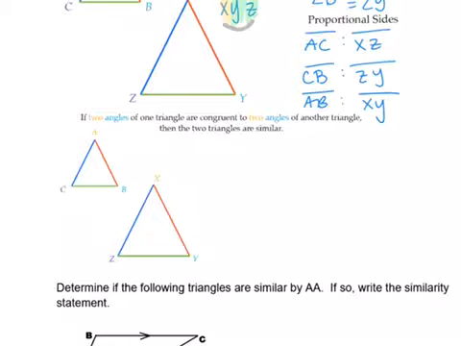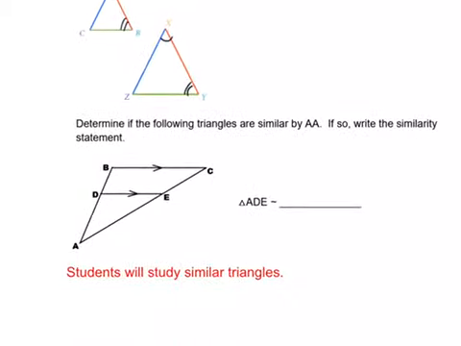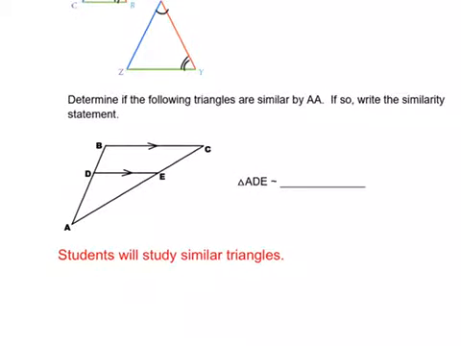So, triangle angle similarities. If 2 angles of one triangle are congruent to 2 of the other, then the 2 triangles are similar. So, if we know A and X and B and Y are congruent, then these 2 triangles are similar. So, they ask me to determine if the following triangles are similar by angle, angle. If so, write the similarity statement. So, we have 2 sets of parallel lines here. Those parallel lines will help me see these are corresponding. So we have a parallel line and transversal.